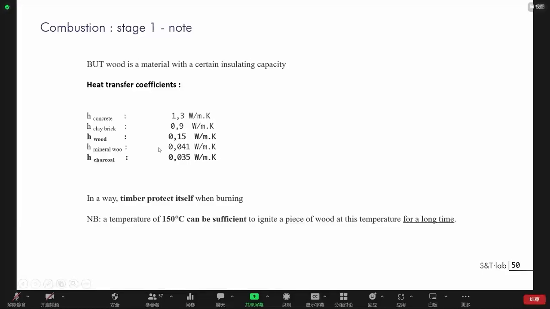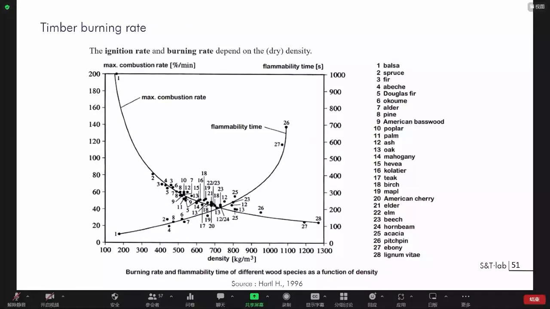So typically, insulation materials have a heat transfer coefficient of 0.040 watt per meter Kelvin, and timber will be below. Of course, this charcoal will be cracked and sometimes damaged, but this shows that timber is protecting itself with the production of charcoal. And that's the explanation why temperature can be maintained quite low inside the system itself.